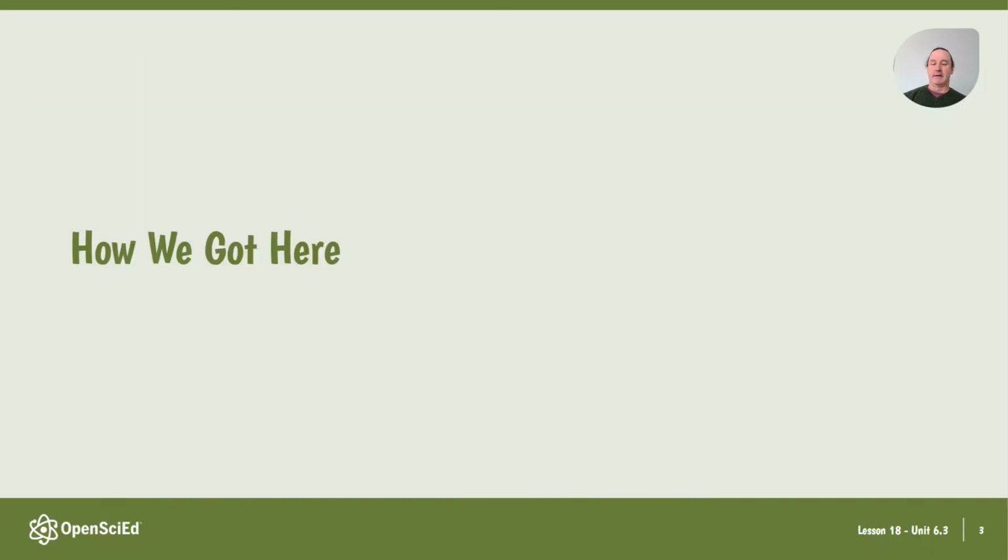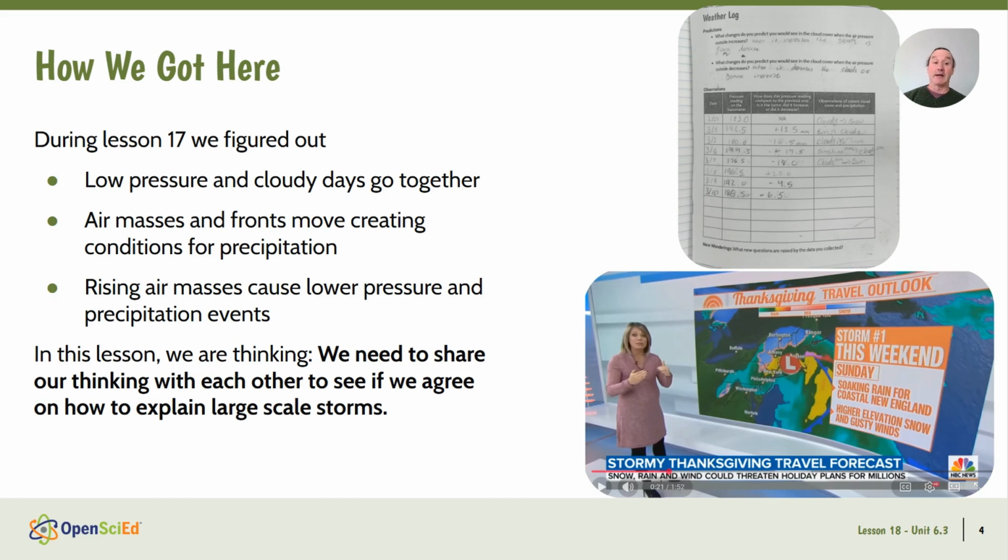First of all, how we got here. Lesson 17 was really like a summative lesson of the science ideas we figured out from multiple investigations. But this lesson helped us focus our ideas really on 3 things. Low pressure and cloudy days go together. Air masses and fronts move, creating conditions for different precipitation types, and rising air masses cause lower air pressure and precipitation events. But the navigation out of 17 was a little bit different, focusing on how we might come to agreement about our ideas instead of the typical "what are we left wondering" scenario. So let's dig into how this lesson approaches that.